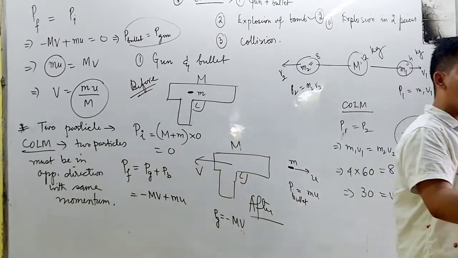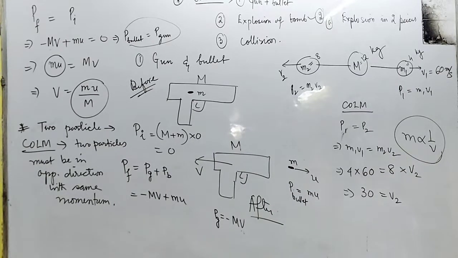In the explosion of a bomb, the bigger fragment will be moving slowly and the smaller fragment will be moving very fast. This is the conclusion.